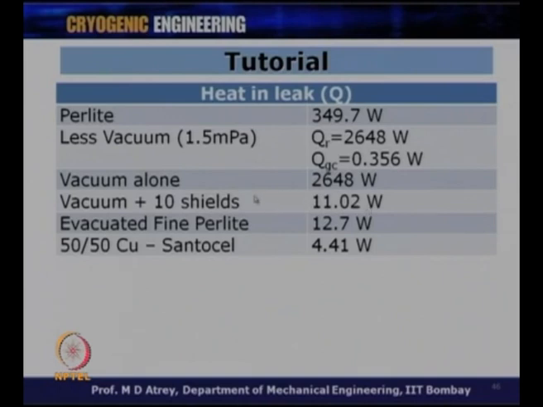But then the problem was how to have these 10 shields in place. Then evacuated fine perlite powder is much better, 12.7 watts, and what is most preferred will be opacified powder, which is copper santosil, giving only 4.41 watts of heat inlet. So, this gives an idea that evacuated fine perlite and opacified powder are going to be quite good. We can't practically have 10 shields in vacuum over there. It is going to increase weight and mass, and going to have a lot of manufacturing problems. So, one can get an idea of different heat inlet amounts for different insulations using this tutorial.